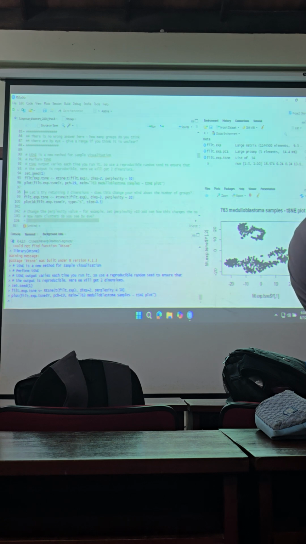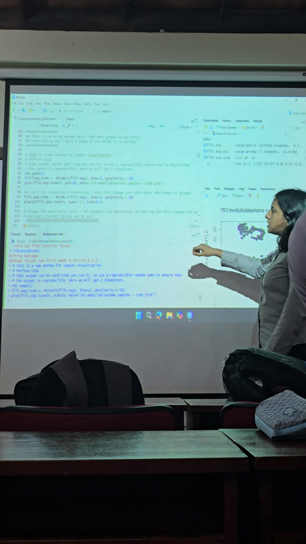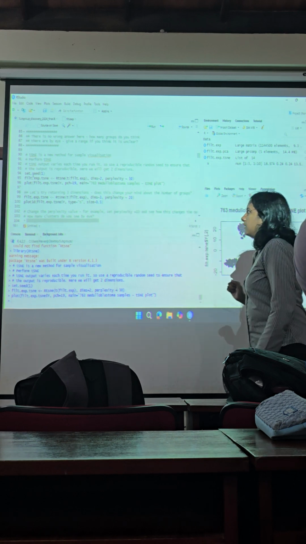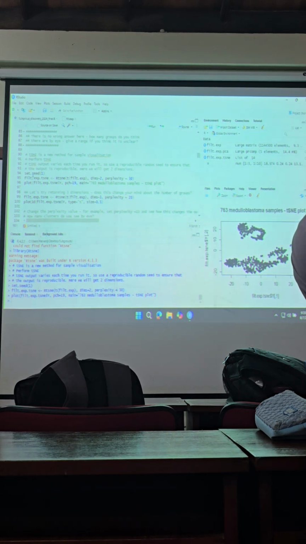The same goes for TSNE. Now you have to mention this perplexity as well. So what is perplexity, and what is its effect? Depending on the values of the perplexity that we input, the number of groups that we get also differs, right? So we have to select the best perplexity for our data set.